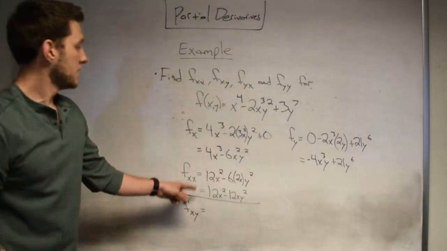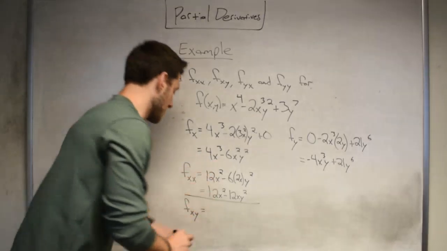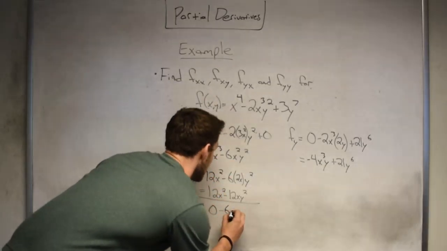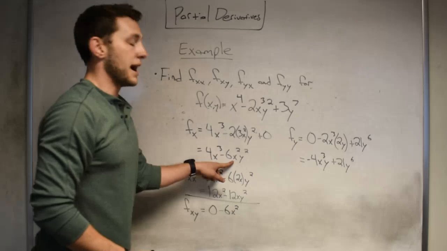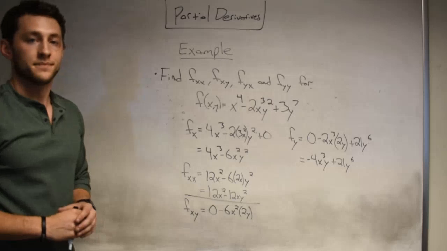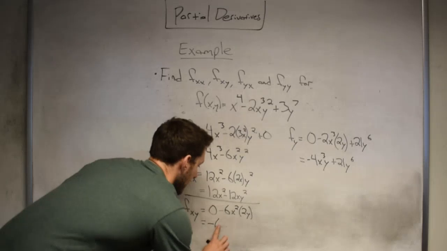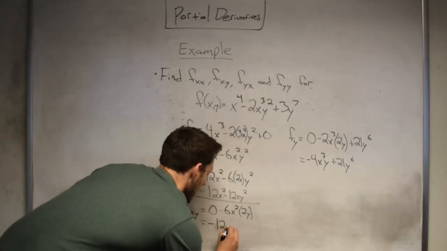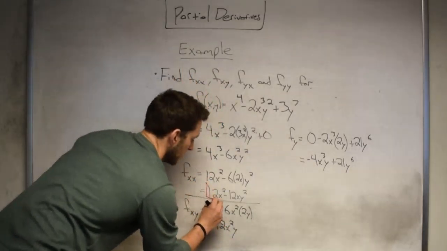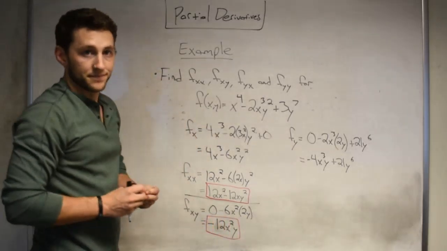F sub xy, deriving this guy with respect to y, gives me a 0 in this term because there are no y's present. Over here, I copy down the non-y terms because I'm deriving it with respect to y, and then derive the y term, times 2y, giving me an answer of negative 12x squared times y. This right here is my f sub xx, while this right here is my f sub xy.